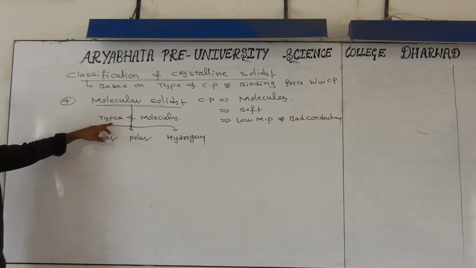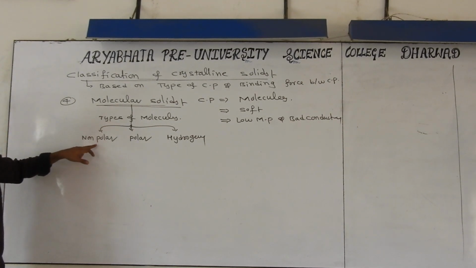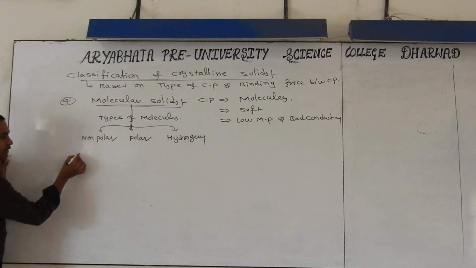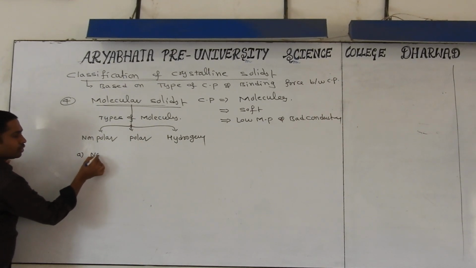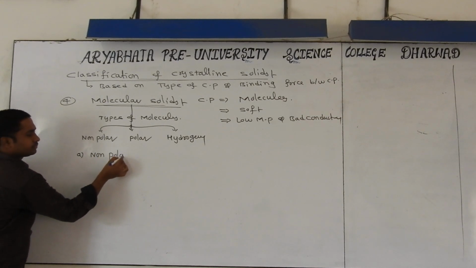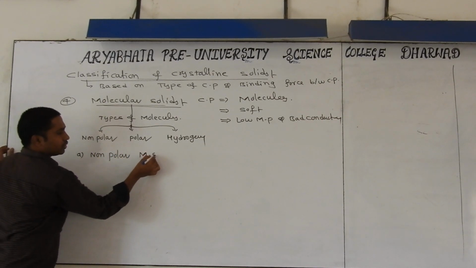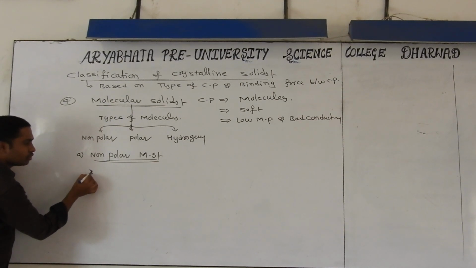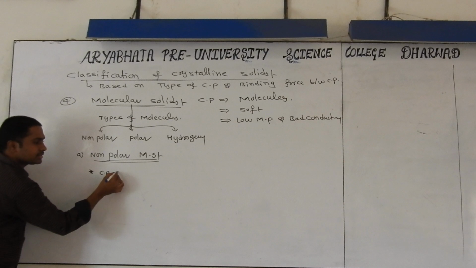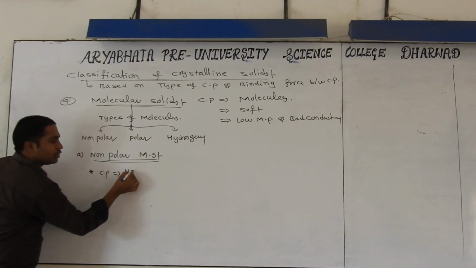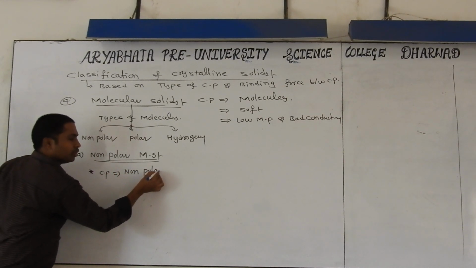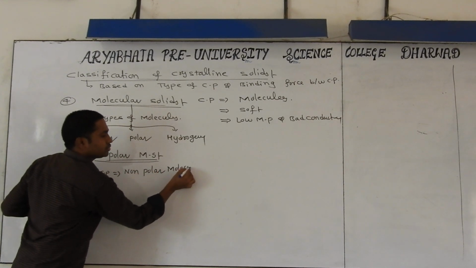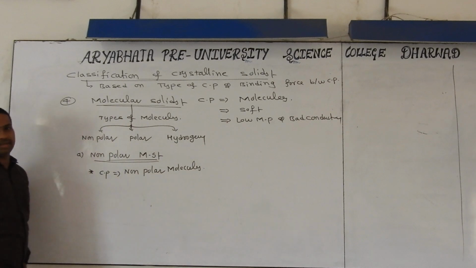Okay, again based on the type of molecules, they will be classified into non-polar, polar and hydrogen bonded. First of all, we are discussing the non-polar molecular solids. What are the constituent particles in this case? Non-polar molecules are the constituent particles. Molecules only, but non-polar.